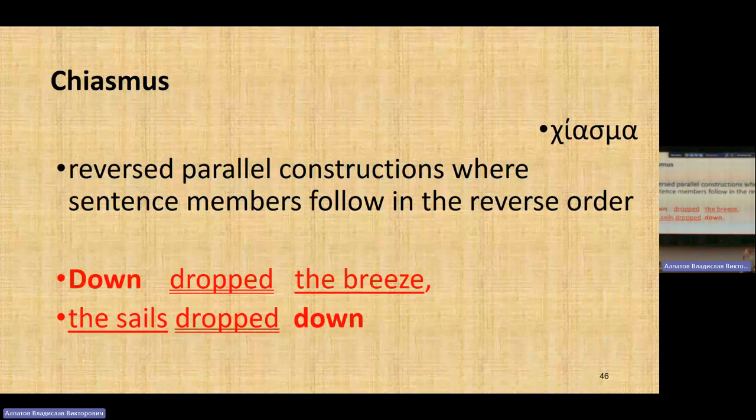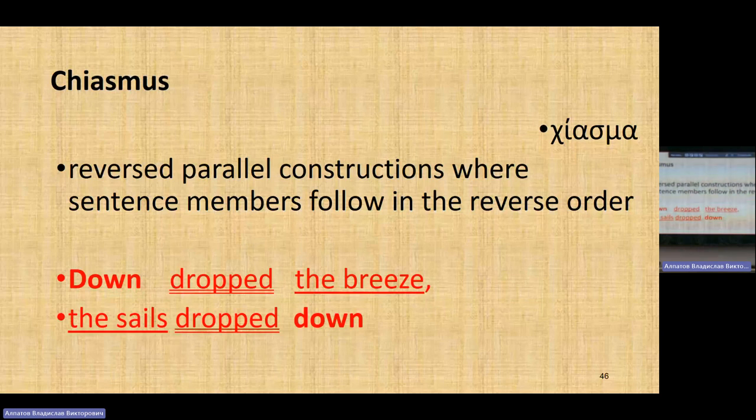The reverse opposite of parallelism is chiasmus. Chiasmus, and now please together, and again, louder, and more, and shout. Good. In Russian, it is chiasm.